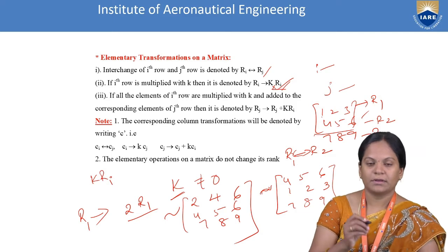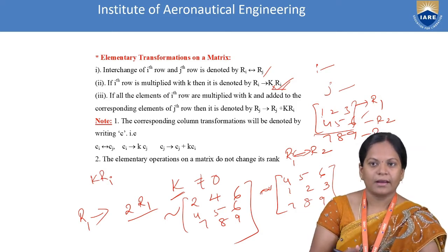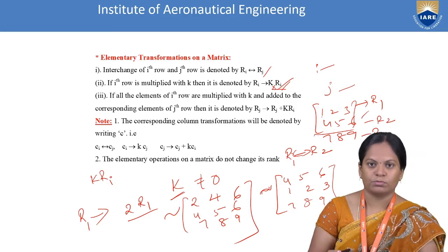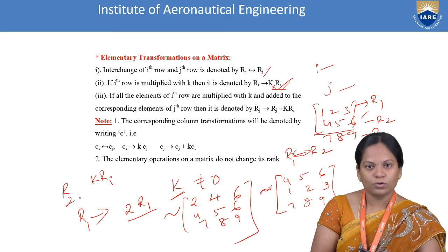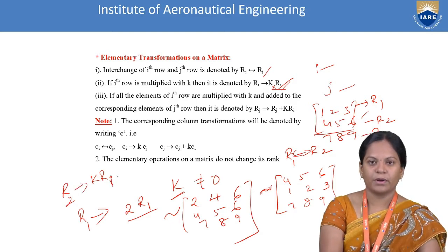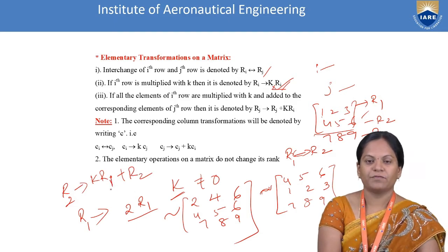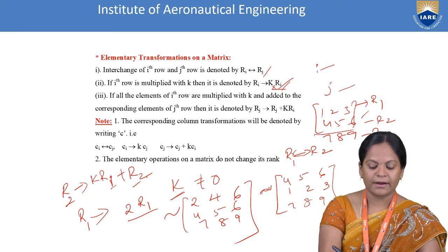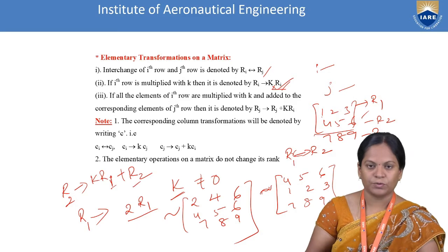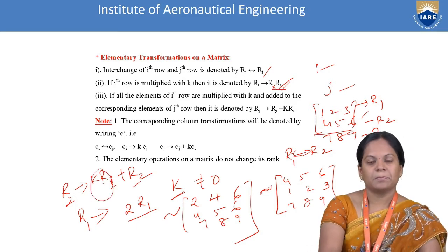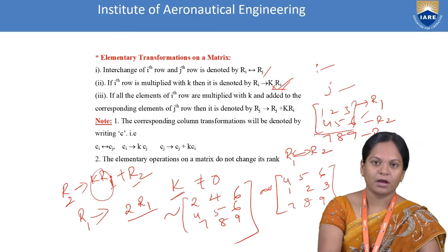Now multiply with the K any row and add it to another row. So it is added to the corresponding elements of the jth row. J is nothing but another row. Then it is denoted like this. I want to take R2 changes. How does R2 change? K R1 plus R2. So I'm multiplying K with each and every element of the Ri row and adding with R2. Then R2 changes. How does R2 change? K R1 plus R2. Multiply first of all K into R1, plus add with the corresponding element in the R2 row.